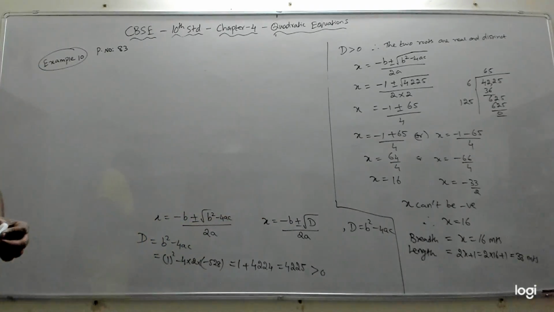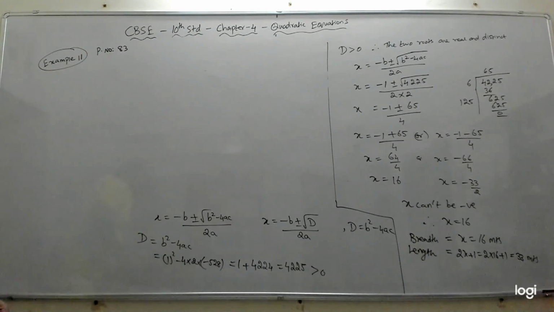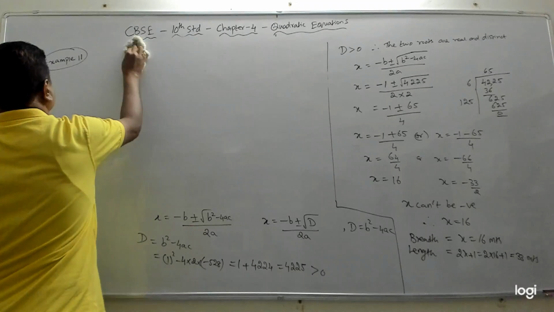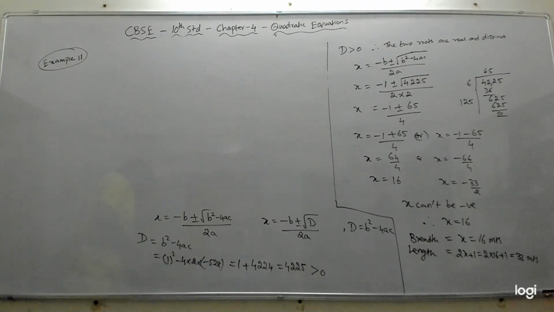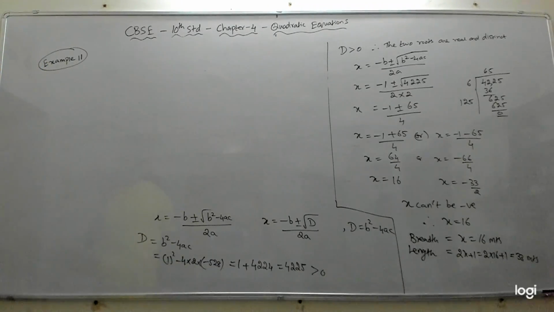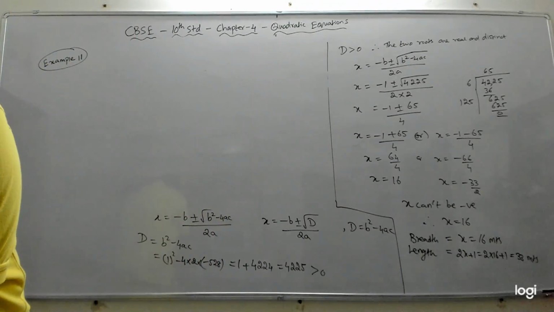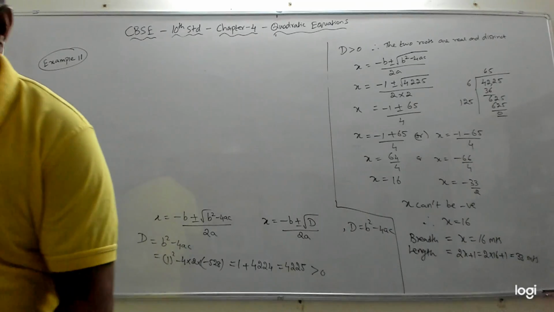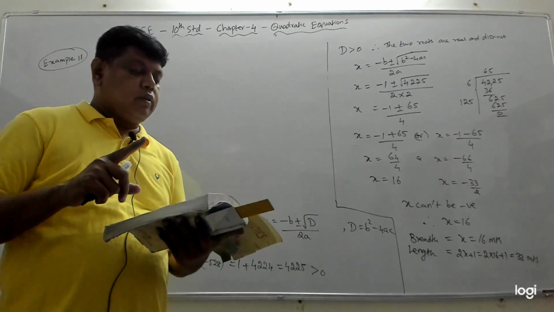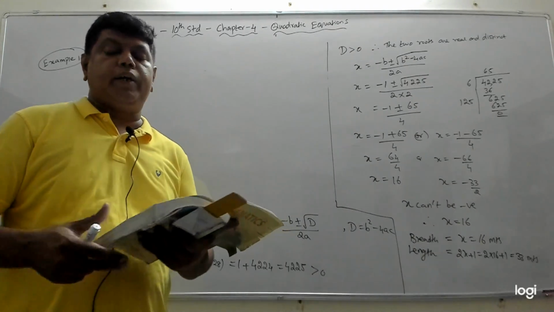So what we have next is example 11, which is on page number 84 of your textbook. It says: find two consecutive odd positive integers, sum of whose squares is 290. So we have to find the two consecutive odd positive integers, sum of whose squares is 290.